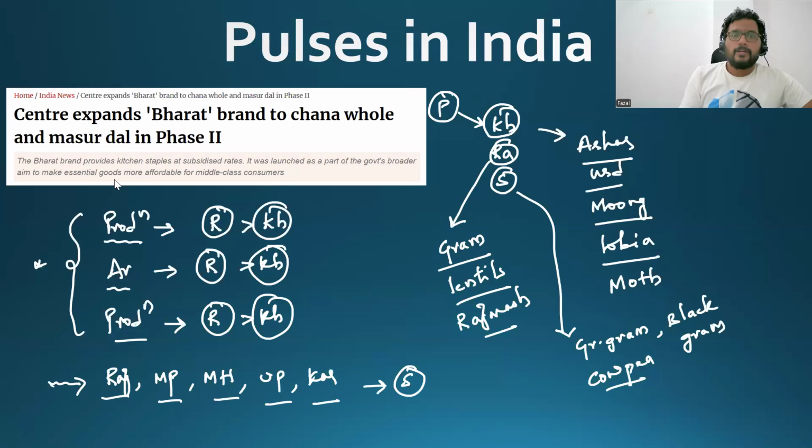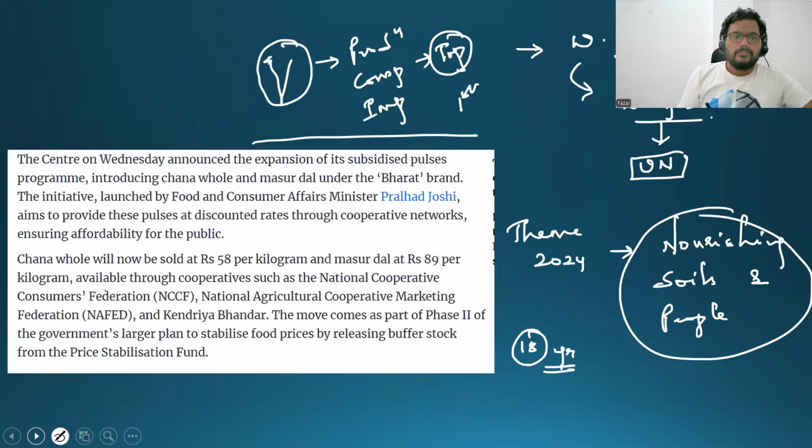the Centre expands the Bharat brand. Bharat brand means one nation, one brand should be there for chana dal and masoor dal. Just remember these terms, chana dal and masoor dal. Next, very important: the Centre has also ensured the Bharat brand. Who is responsible? Just now I have written Food and Consumer Affairs. I have told you about NCCF and NAFED, which act as nodal agencies for these important benefits.